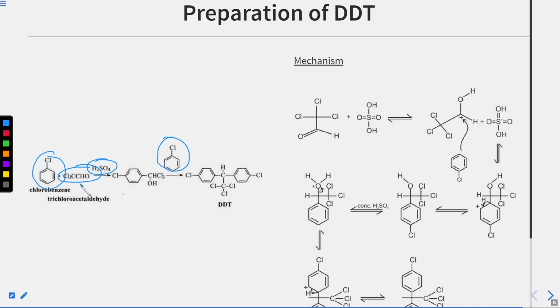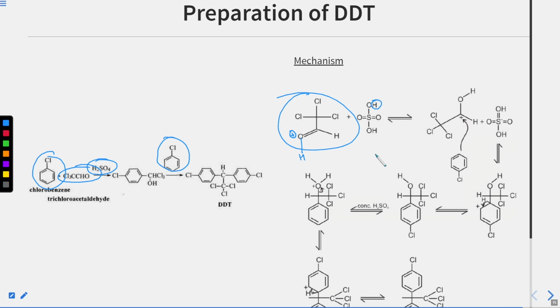So here is the structure of CCl3CHO. In the presence of H2SO4, what happens? If you write it like this, we have this O. Now the H comes here, due to which a positive charge appears on the oxygen. So this H is coming from H2SO4.